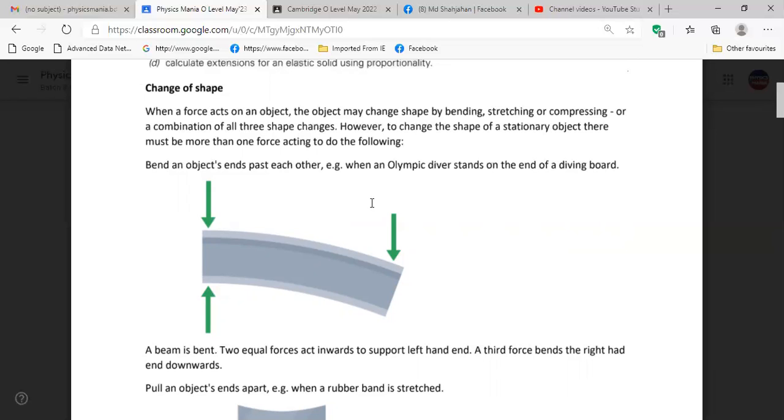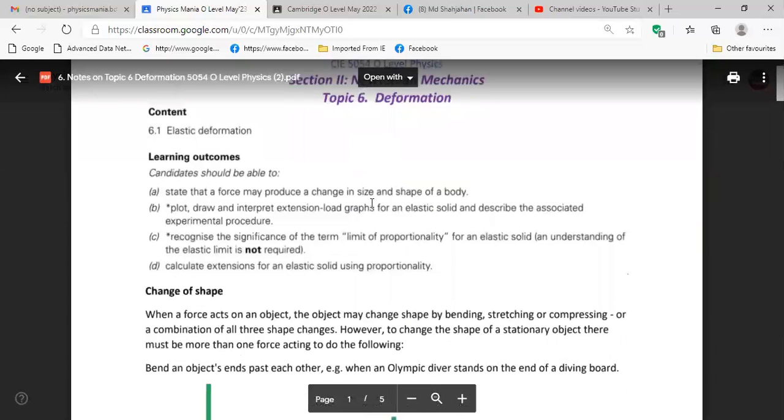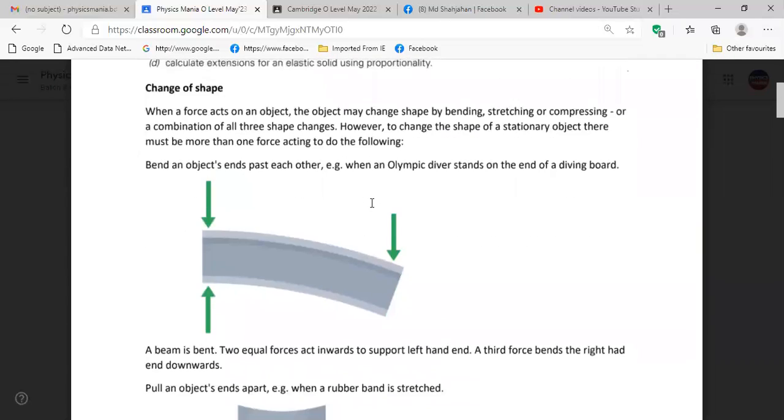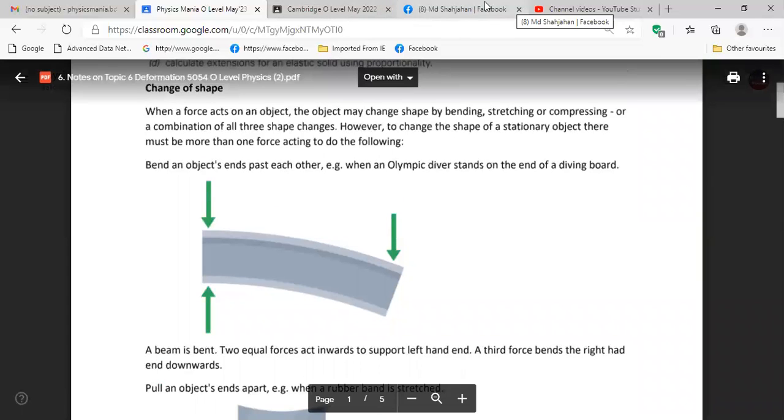Okay, so you write this topic name. First, you write this topic name. Did you write topic 6 elastic deformation? Then you write change of shape. After writing this change of shape, in bracket you write volume remains same. Okay. Then you write example.